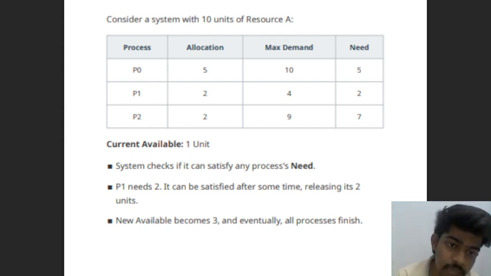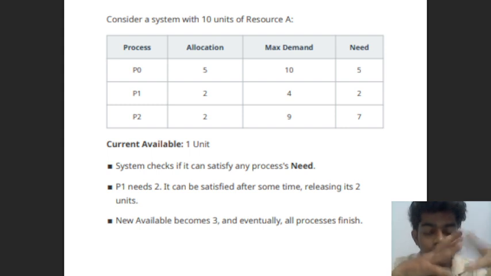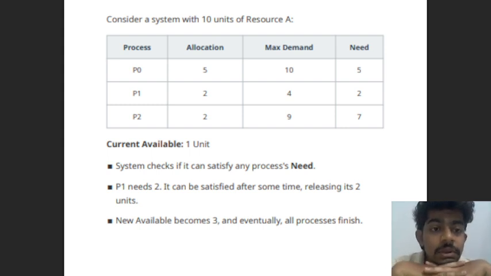Now the system checks if it can satisfy the process needs. Like we can see here, the needed resources for process P0 is 5, and we currently have only 1 unit of resource available, so it definitely cannot satisfy the P0 process. So we move to the P1 process. Now P1 needs 2, it can be satisfied after some time by releasing its 2 units.